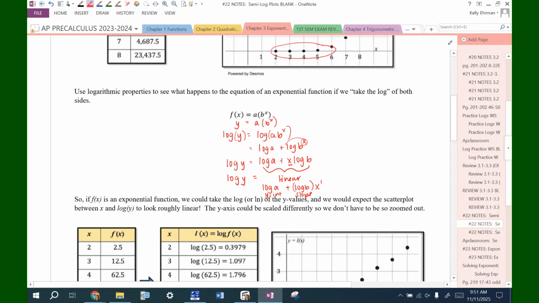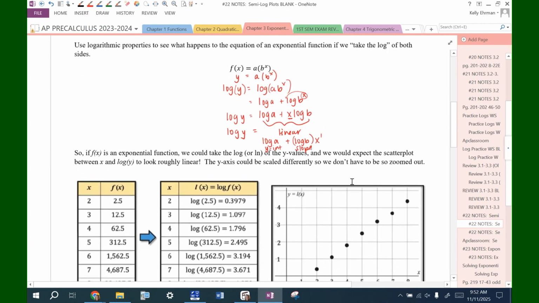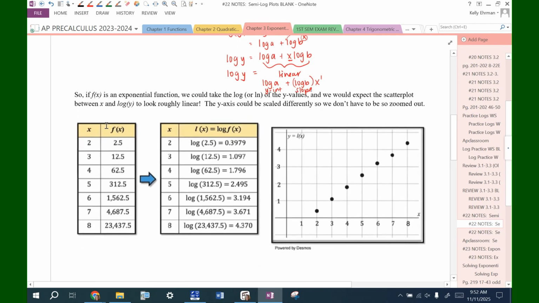So why is that important? Because if we look at a linear relationship, we can look at things like slope, and we can see all of the data points on a much smaller window. So the idea is this. If I change the original data table so that I'm comparing the original x values to not the original y values, but the log of all the y values.